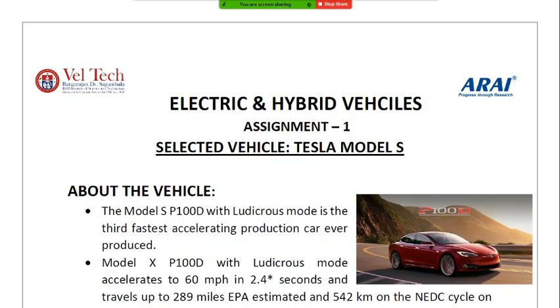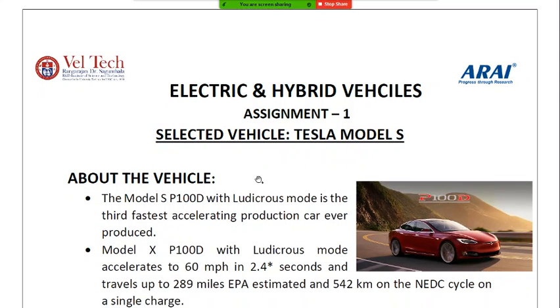In Model S, the ludicrous mode is nothing but the acceleration, which we can get in 2.4 seconds. We can accelerate the vehicle to a speed of around 60 miles per hour in 2.4 seconds. That is why it is called Tesla Model S P100D with ludicrous mode. It's a specific feature in Tesla Model S, and it is a good feature when you compare with other electric vehicles.